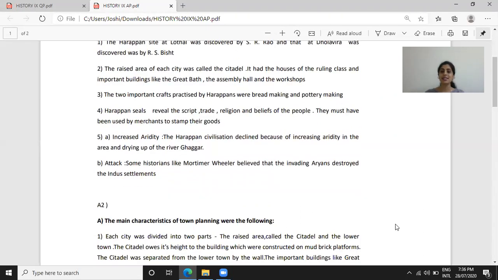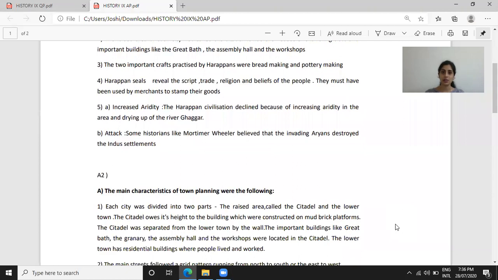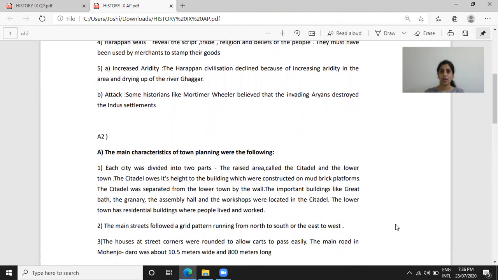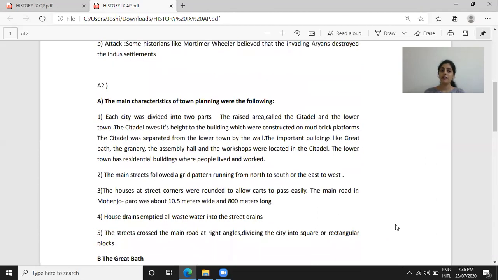Going to the next set of questions, that is structured answer. Now the structured answers are of 3 marks and 4 marks. So it is compulsory to mention 3 big points for the 3 marks answer and 4 big points for the 4 marks. The first one is of 4 marks, the main characteristics of town planning. So let's discuss the 5 points mentioned over here.